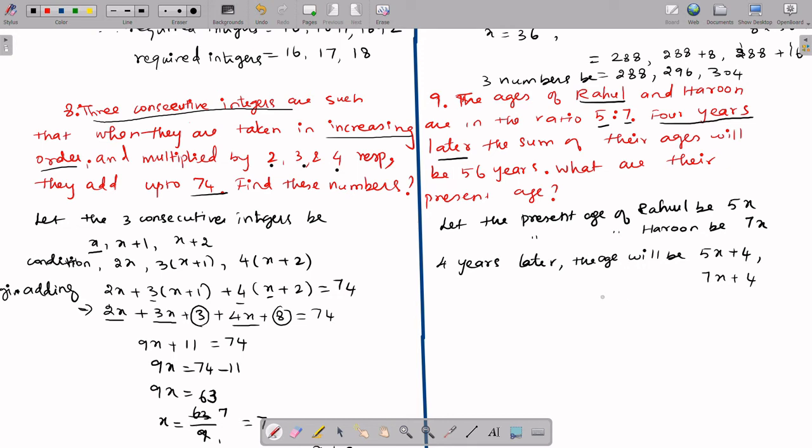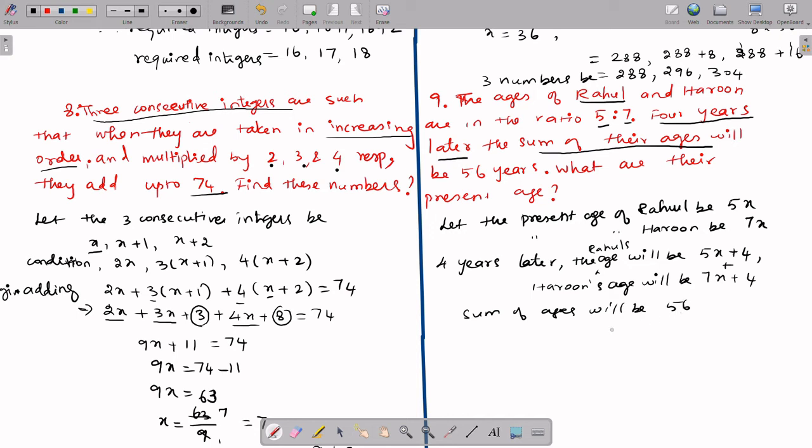You write like this: Rahul's age will be 5x plus 4 and Varun's age will be 7x plus 4. This is the 4 years later. And another condition is given: the sum of their ages will be 56. So when you add these two, that will be equal to 56. So the sum of the ages will be 56, as given.